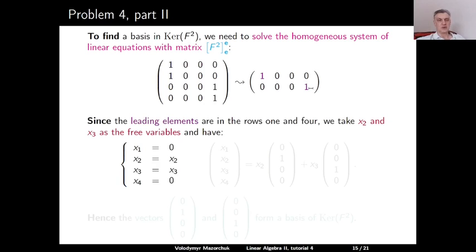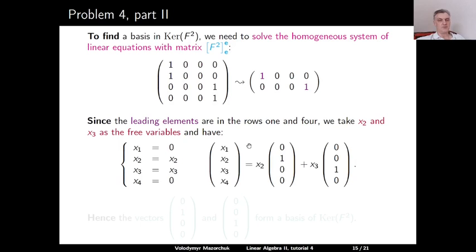So we can take x2 and x3 as the free variables, and then our system of linear equations reads: the first row gives us x1 is equal to 0. Then we have the trivial equation for the free variable x2, x2 is equal to x2. Then we have the trivial equation for the free variable x3, x3 is equal to x3. And from the second row, we see that x4 is equal to 0.